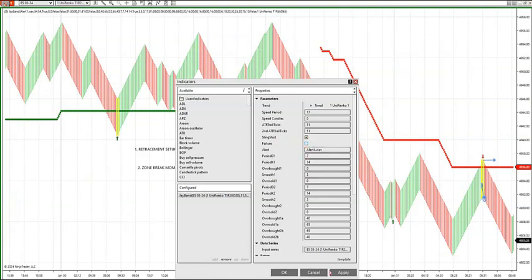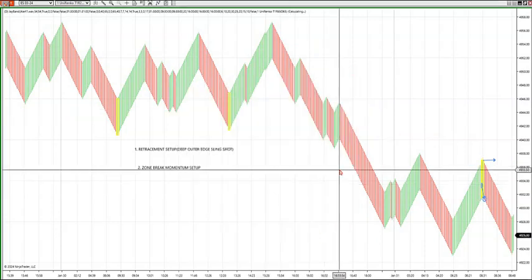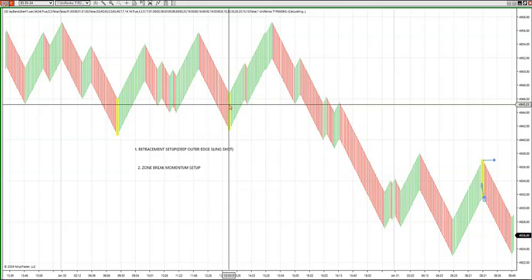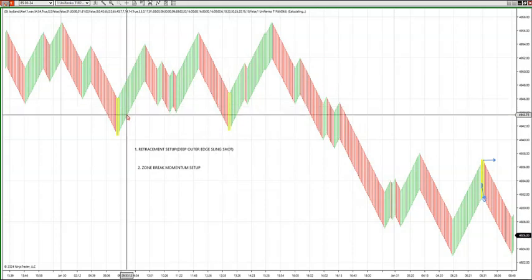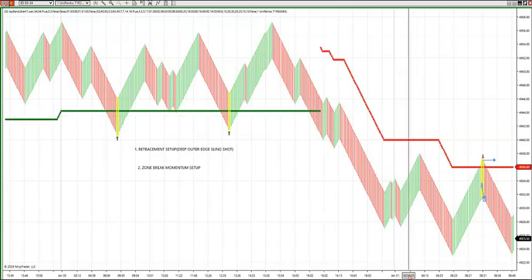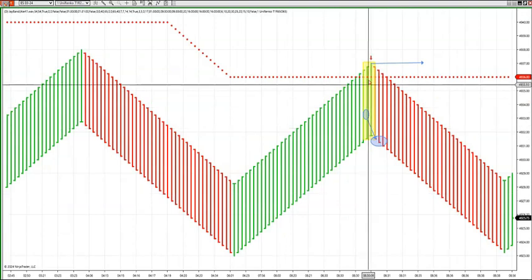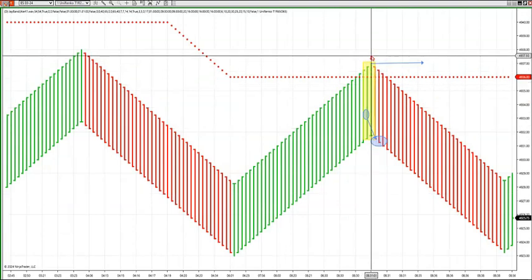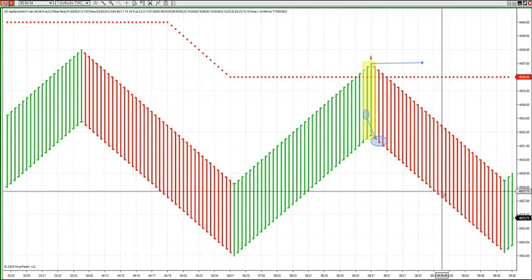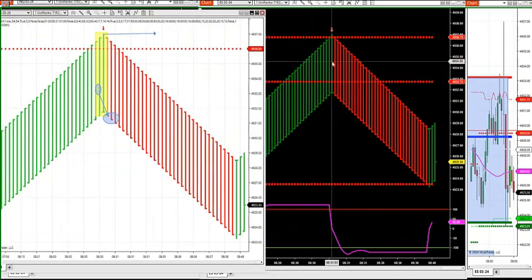The cool thing with the slingshot and the outer edge setup is they both have audible alerts. I mean, the slingshot and the failure, they're both audible alerts. It's like a doorbell sound that goes off. So this morning, the doorbell sound went right off here, would go off on your speakers, right at that level for the setup on the outer edge trade.